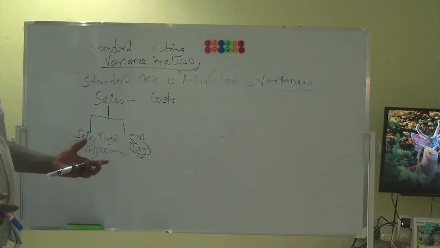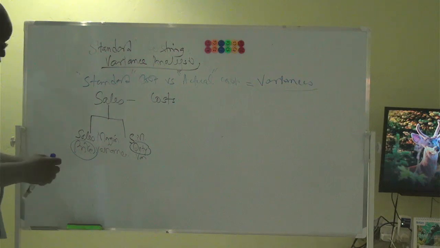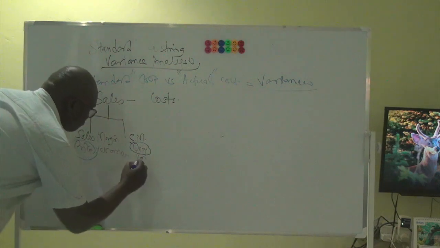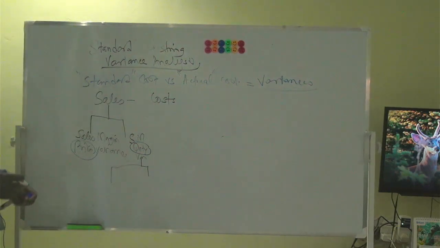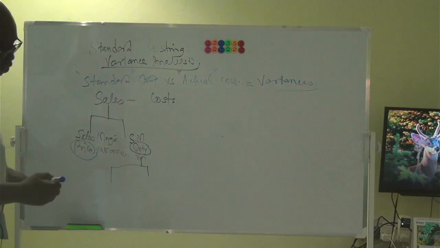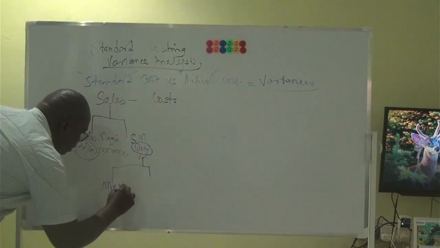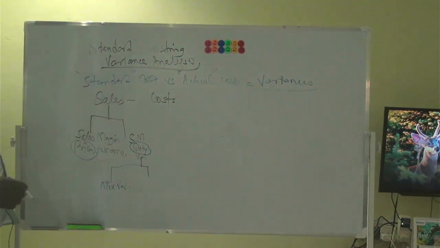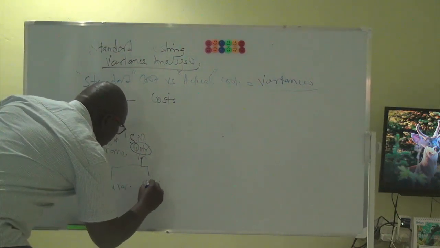Of course, we can bring in that aspect of quantity and break it down further. Let me break it down here. We can break that particular aspect of quantity into a mix variance, and then we are also talking of a volume variance.